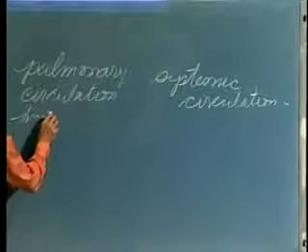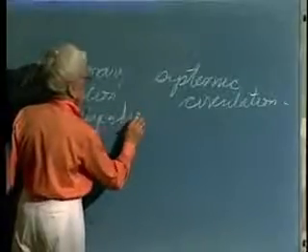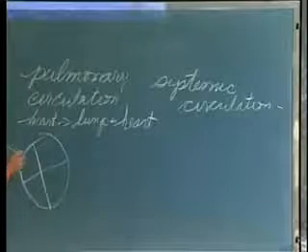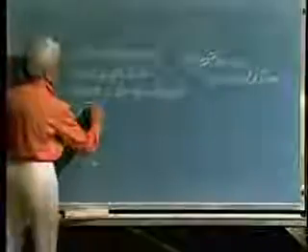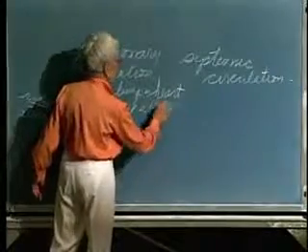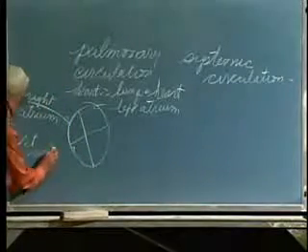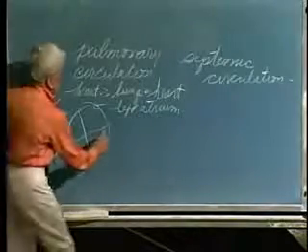So with pulmonary circulation, we're going to go from the heart to the lungs, back to the heart. So we have a four-chambered heart, with a right atrium, a left atrium, a right ventricle and a left ventricle.